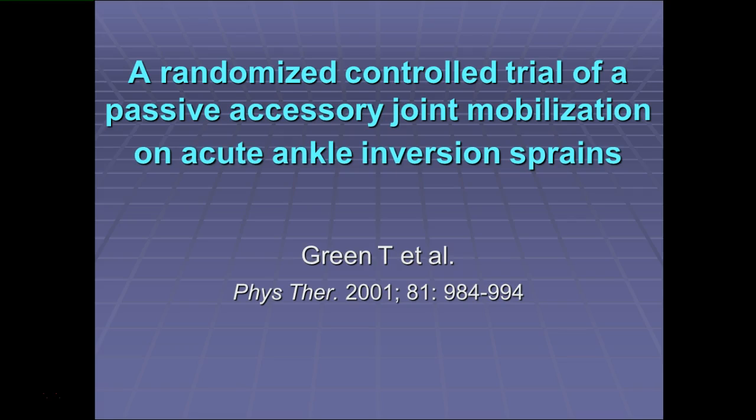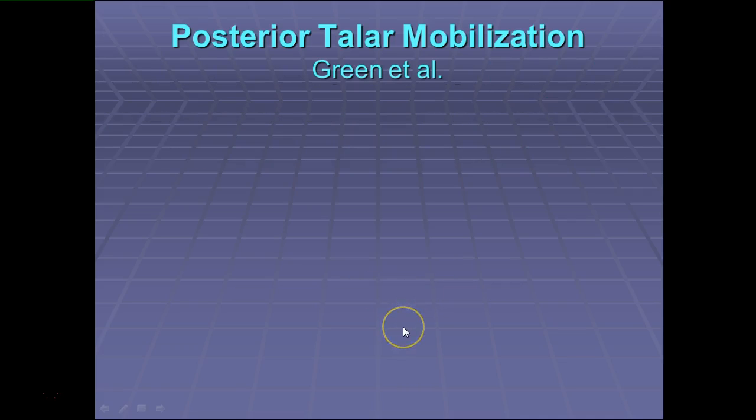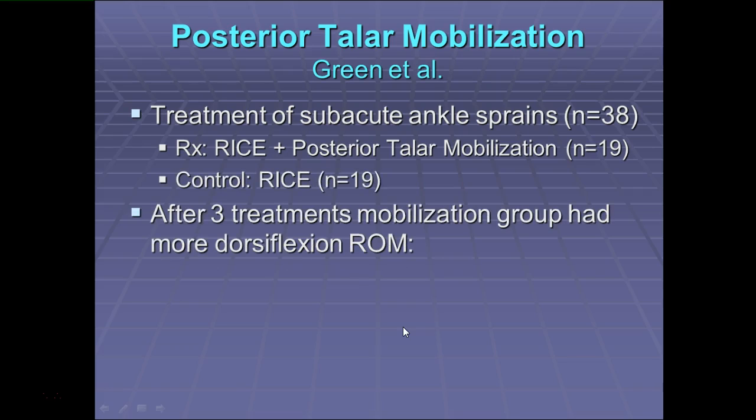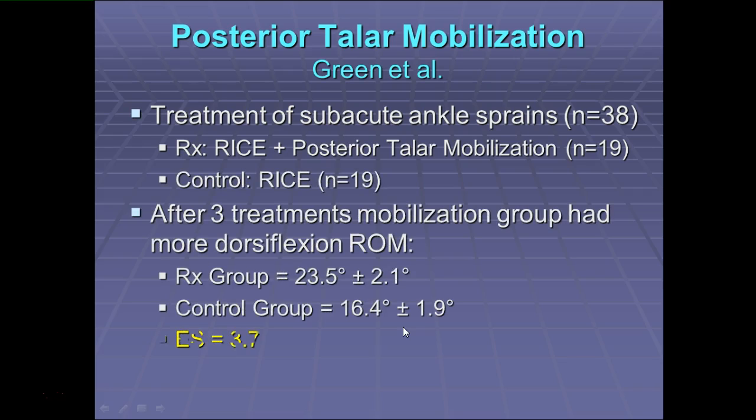So it's a randomized control trial of passive accessory joint mobilizations. So for those of you who aren't familiar, you're basically applying manual therapy to the ankle joint in patients who have sprained their ankle, with the goal of improving range of motion. This study was published in 2001. So this particular author sought out to look at two different groups.